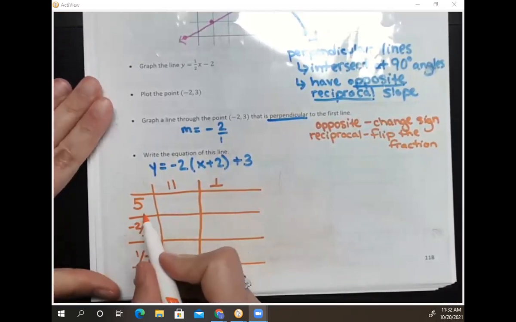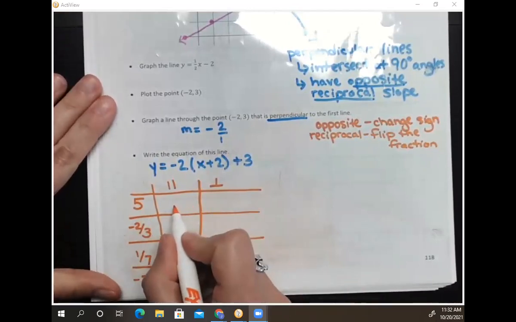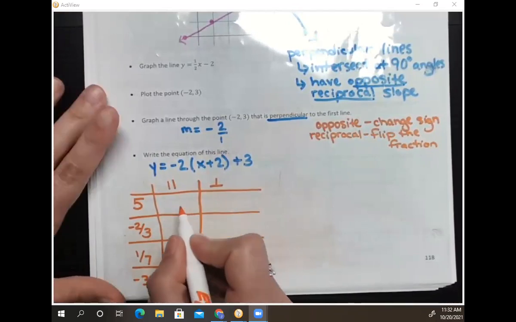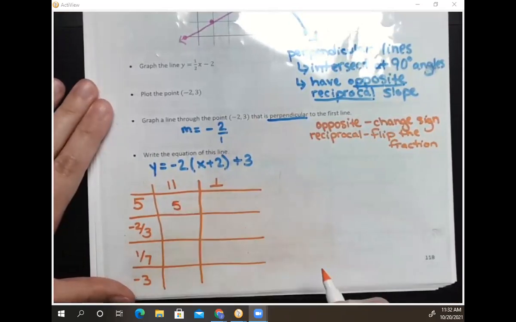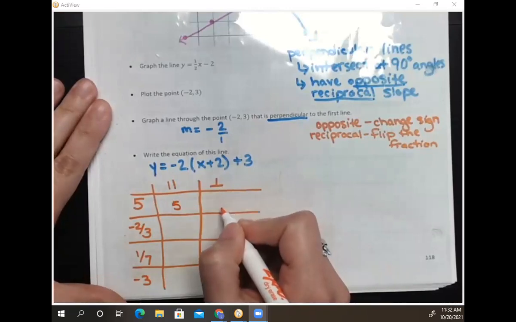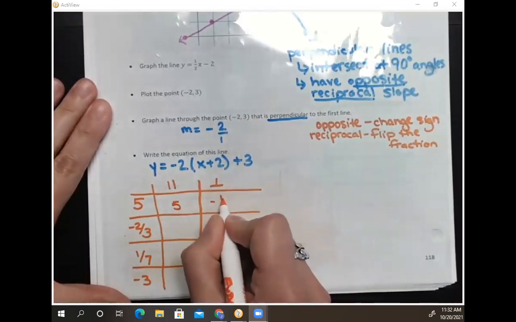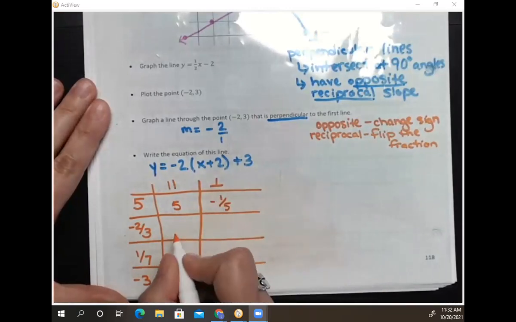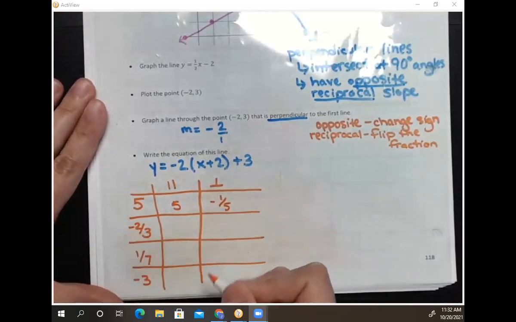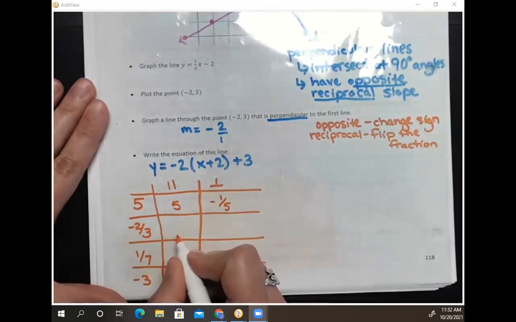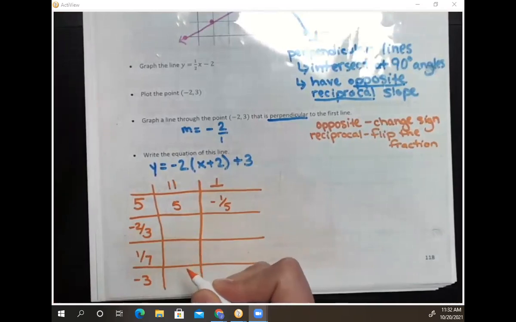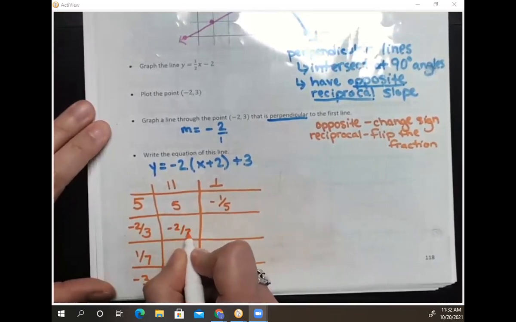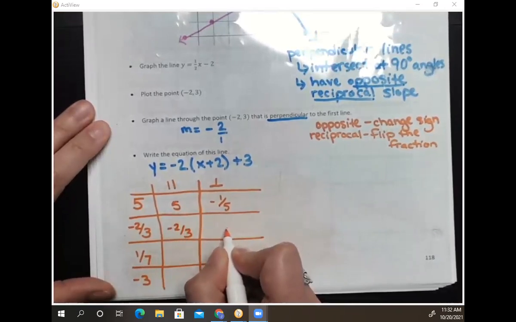Okay, if the slope of our line is 5, what would be the slope of a parallel line? 5, yeah, or 5/1, that's fine too. But it's got to be the same, right? How about a perpendicular line? -1/5. My reciprocal would be 1/5. Good. If my slope is -2/3, what's the slope of the parallel line? I should get everybody on this one. There we go, -2/3.